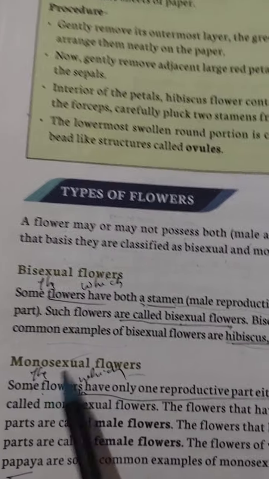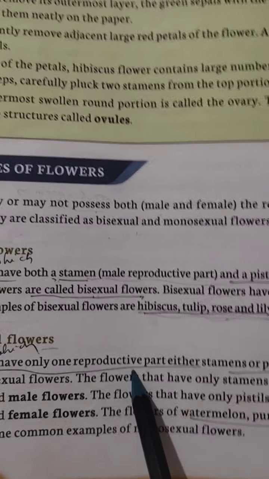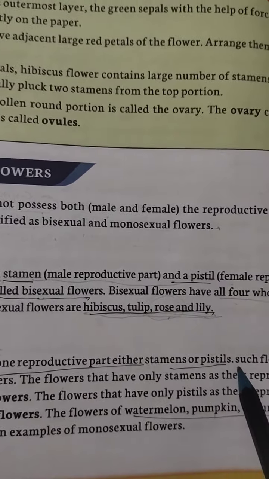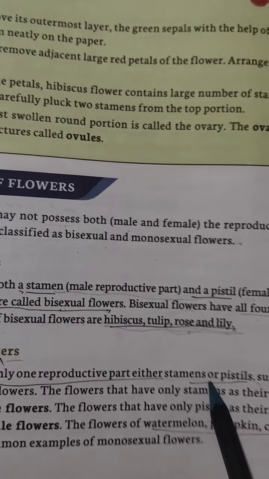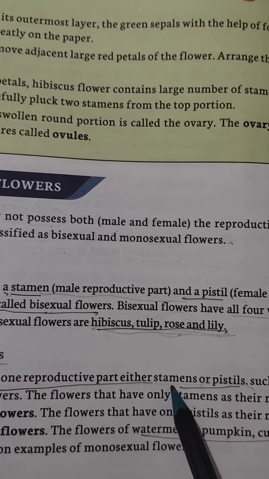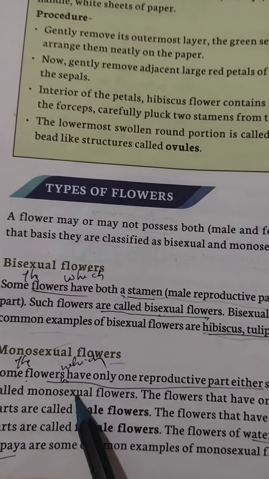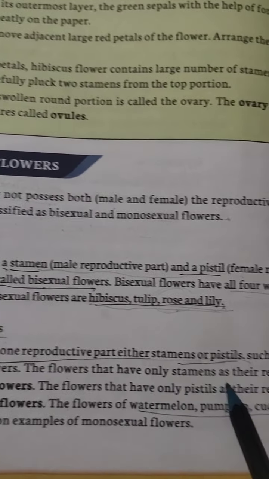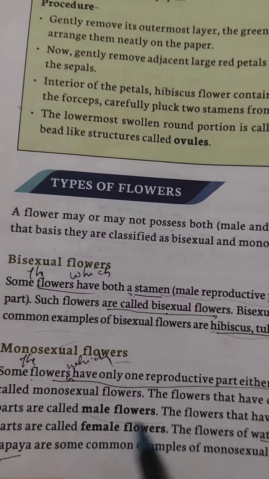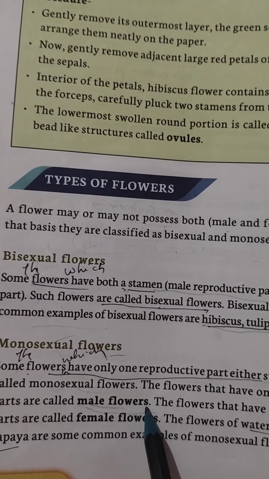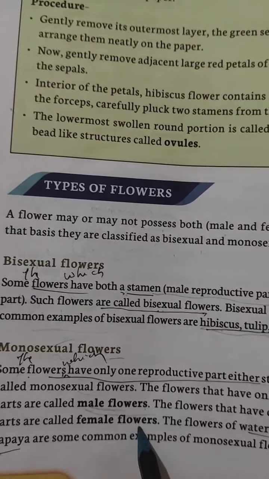Then monosexual flowers. What are the monosexual flowers? Some flowers have only one reproductive part, either stamen or pistil. कुछ प्लांट फ्लावर्स ऐसे होते हैं जिसमें केवल एक रिप्रोडक्टिव पार्ट होता है, या तो स्टेमन होगा या पिस्टल होगा, that is या तो मेल रिप्रोडक्टिव ऑर्गन होगा या फीमेल रिप्रोडक्टिव. Such flowers are called monosexual flowers. The flowers that have only stamens as their reproductive part are called the male flowers. जिनमें केवल स्टेमन प्रेजेंट है उनको मेल फ्लावर्स कहेंगे, और जिनमें पिस्टल प्रेजेंट है केवल उनको फीमेल फ्लावर्स कहेंगे.